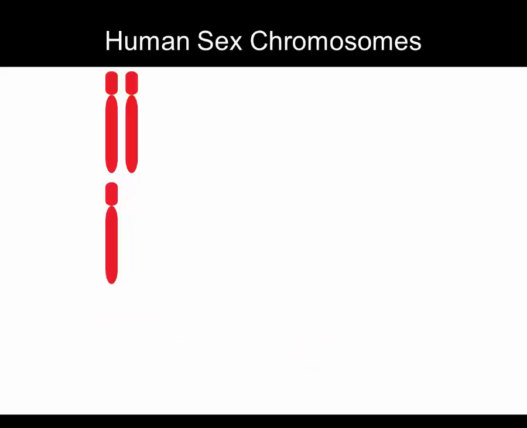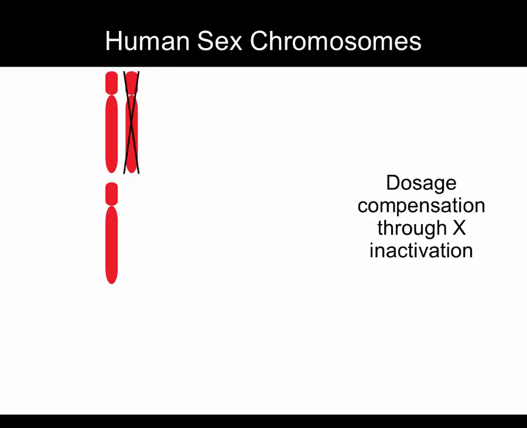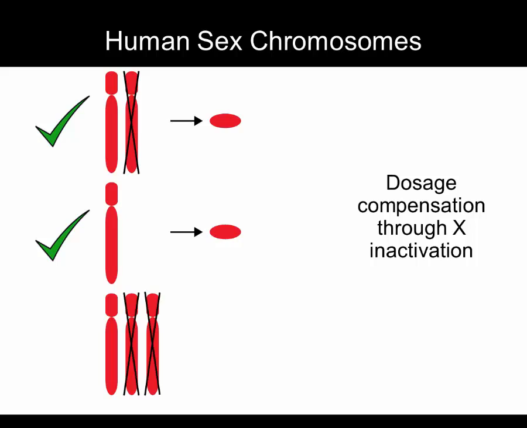In humans, either 1 or 2 X chromosomes are to be expected, depending on sex, and we have dosage compensation by X inactivation. Our cells are set to tolerate 1 dose of gene product from X chromosomes. So when we have 3 X chromosomes, we just inactivate 2 of them and still get 1 dose of gene product, which is just fine.